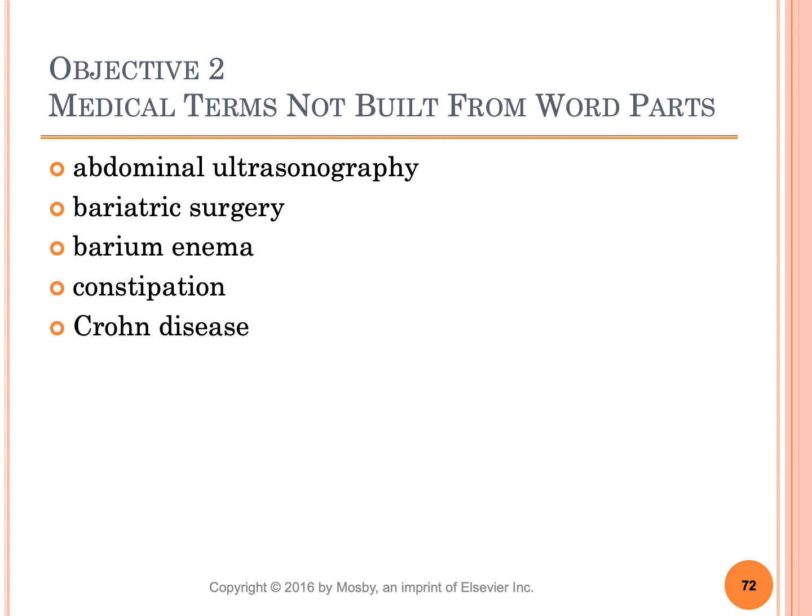Crohn's disease is a chronic inflammation of the intestinal tract, and it typically affects the ileum, which is the terminal part of the small intestine, and the colon, and it's characterized by these ulcerations on the inner lining of the intestine and the colon, and those can form scar tissue, which can eventually lead to a blockage or an obstruction.